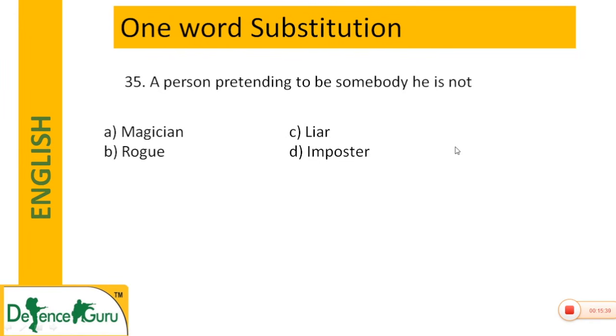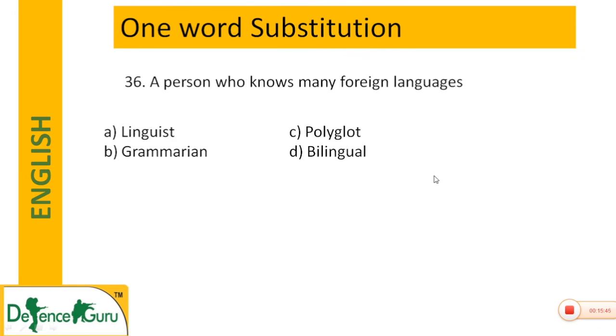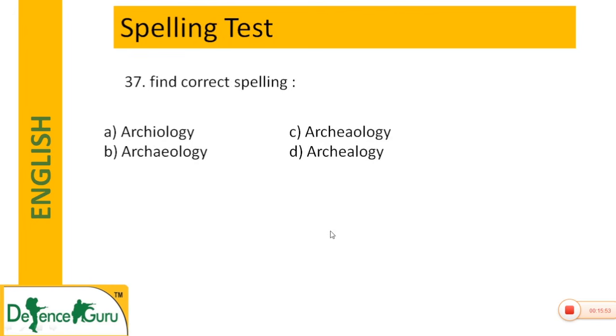35, a person pretending to be somebody else, he is an imposter, one who deceives. Imposter will be the right option. A person who knows many foreign languages, the one who has a collection of many foreign languages, is called a linguist.